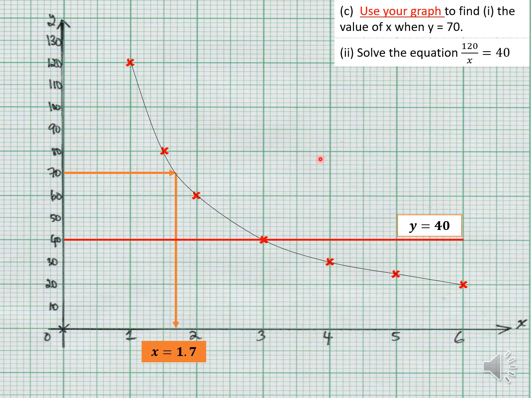And now when you have drawn the line y equals to 40, you only need to find where the line is intersecting with the function, and the particular answer is x equals to 3. And surely if you substitute 3 in here, 120 divided by 3 will give you 40.